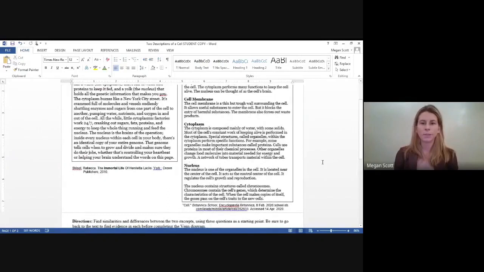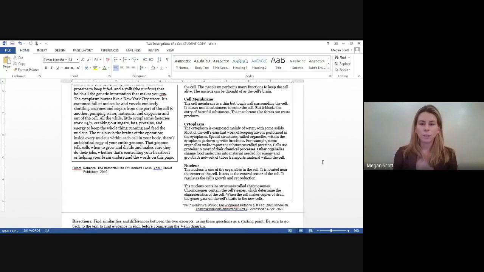Cytoplasm. The cytoplasm is composed mainly of water, with some solids. Most of the cell's constant work of keeping alive is performed in the cytoplasm. Special structures called organelles within the cytoplasm perform specific functions. For example, some organelles make important substances called proteins. Cells use proteins in most of their chemical processes. Other organelles change food molecules into material needed for energy and growth. A network of tubes transports material within the cell.